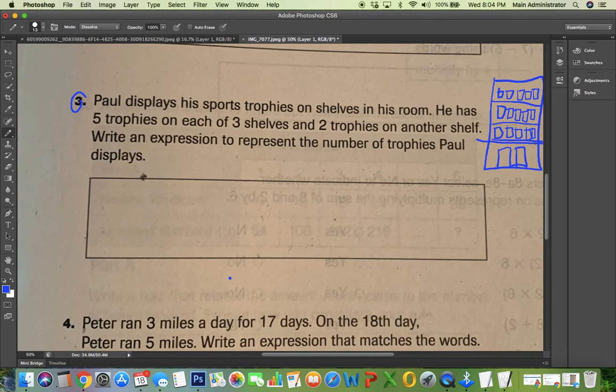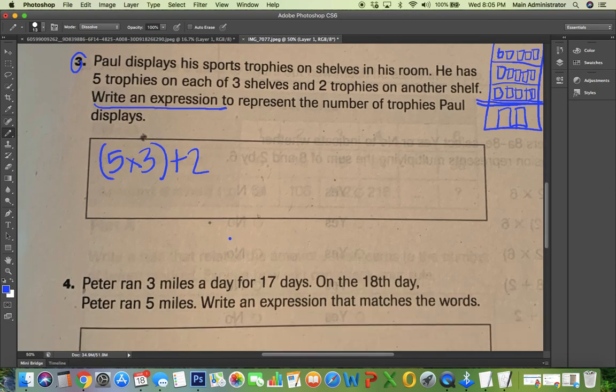Okay, cool. So this is the first part. 5 trophies on each of 3 shelves. So that would be 5 times 3, because when I look at this like an array, 1, 2, 3, 4, 5, 1, 2, 3. Cool, so 5 times 3. Then I've got my last shelf with just 2 trophies on it, so I would add 2 trophies there. And again, this is an expression, so I don't have an equal sign. And I am all done with Paul's trophies. It's not asking for an answer, so I'm not putting one.